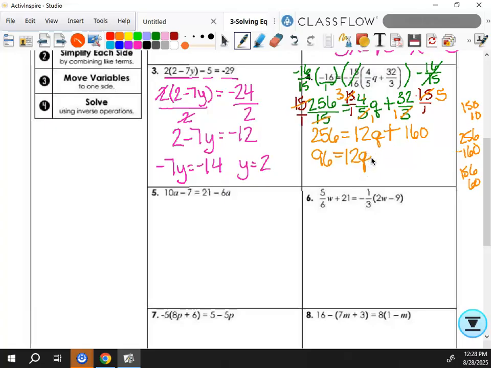Now, if you know your multiplication facts, you can do 96 divided by 12. We don't all know our multiplication facts, so there's other ways to do it. You can say Q is equal to 96 over 12. And then, okay, they're both even, so I can divide and get 48 over 6. And then maybe we know that one. What's that? 8. Q equals 8. But 8 times 12 is 96.